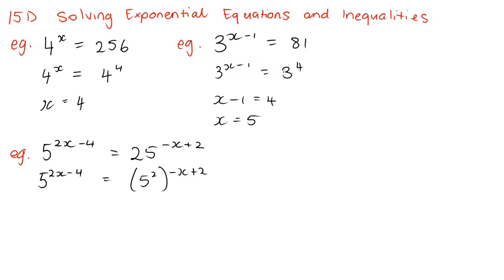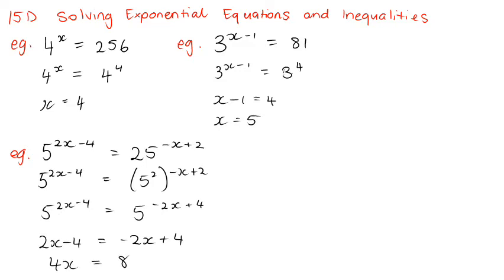What happens when you have a power raised to another power? You multiply them. So essentially all we're doing is multiplying out that bracket. We get negative 2x plus 4. And then just equate the powers. So 2x minus 4 equals negative 2x plus 4. Take this on the other side, we get 4x. Take that on the other side, equals 8. So x equals 2.